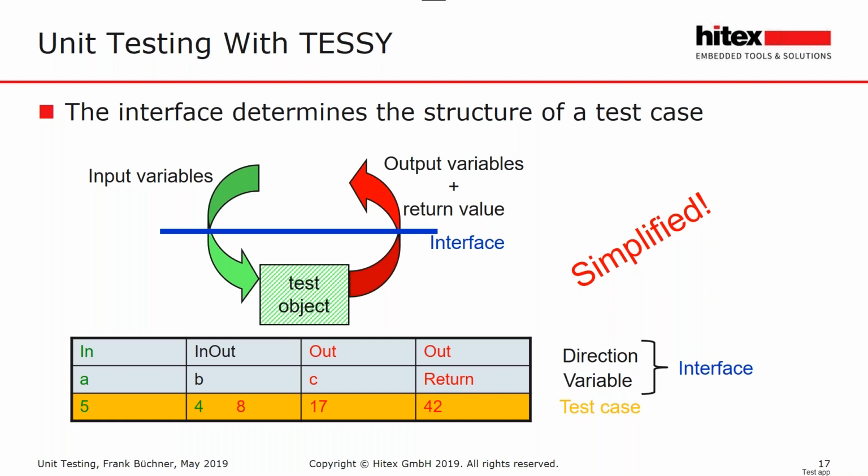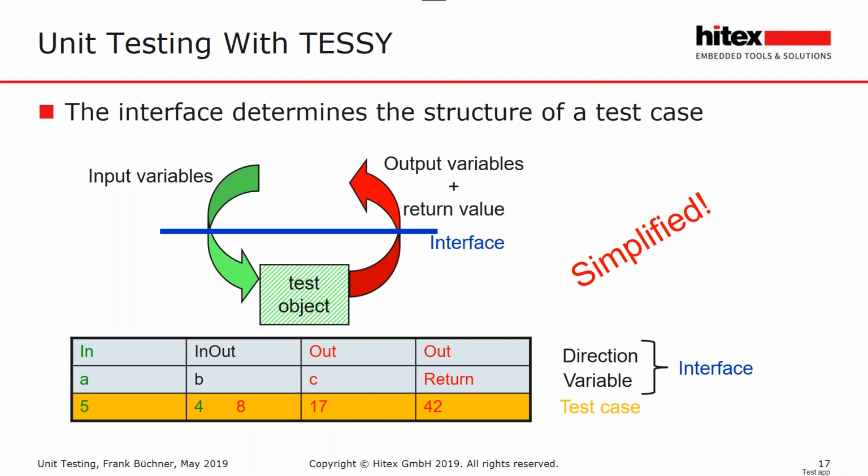The interface consists of the direction of the variable, so the passing direction, and the variables. So we see here an interface which consists of a variable A, which is input, and a variable B, which is input and output, and we have a variable C, which is only output, and our test object shall have a return value, which is of course output. So the first two lines depict a very simple interface. Data types are not shown here, but they also belong to the interface.